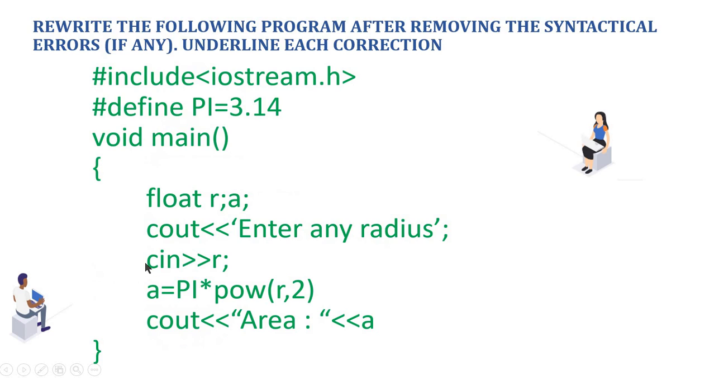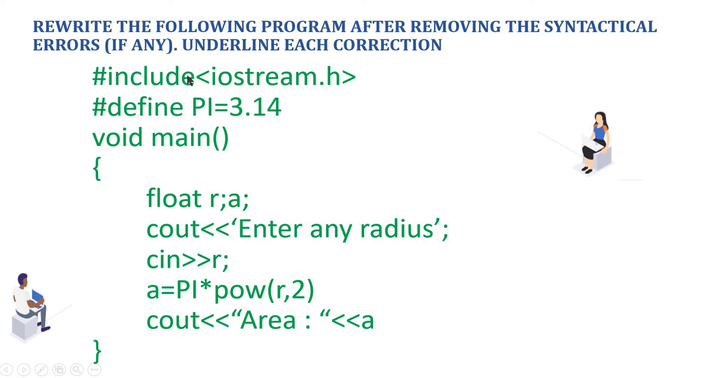Okay, let's see one more example. Rewrite the following program after removing the syntactical errors, if any. Underline each correction. Okay, so look at the program. #include <iostream.h>, #define pi = 3.14, void main, float r; a; cout 'enter any radius', cin r, a = pi * pow(r, 2), cout area a. So just look at the program once roughly, then again you go and see line by line.